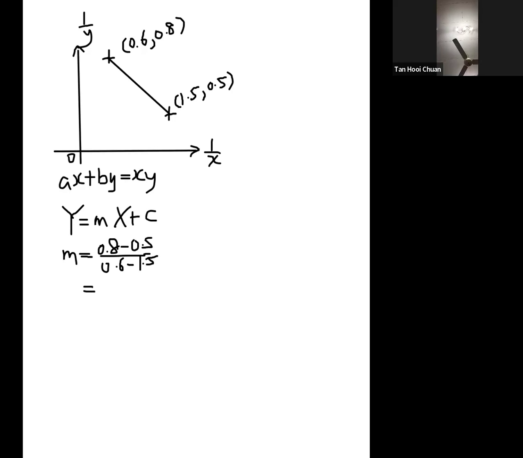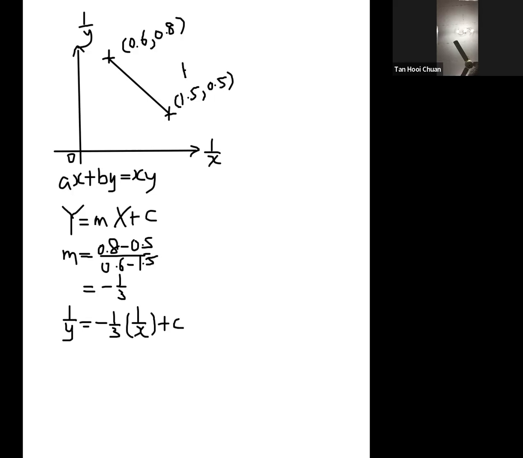Negative 1 is negative 1/3. That's m. Okay, after getting m ready, how to find the c? Am I correct? No problem. The gradient: y equals m times x plus c. How to find c? I can sub in any point.